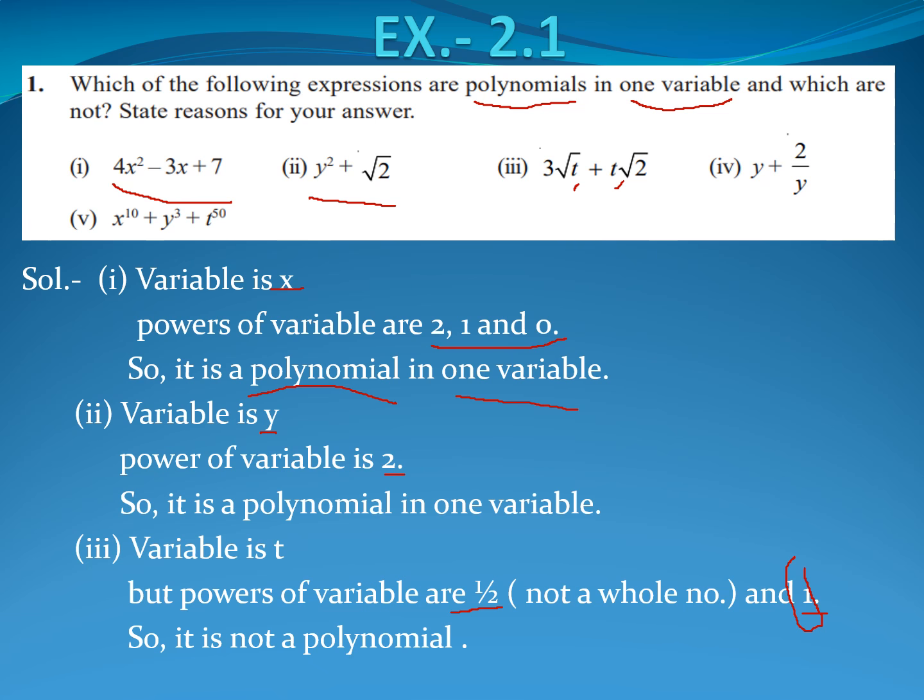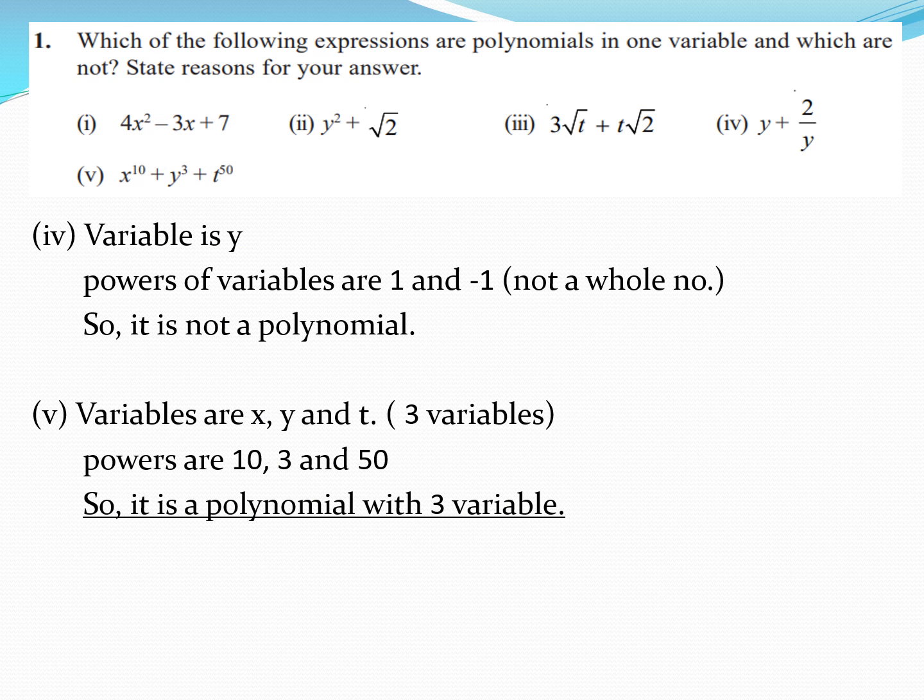So the given expression is not a polynomial. Now let's see the fourth part. The fourth part is y plus 2 upon y. Now if we see here, again the variable is y, only one variable, here also y and here also y. Now we have to find out the power of the variable.